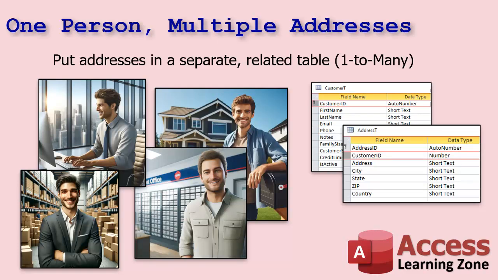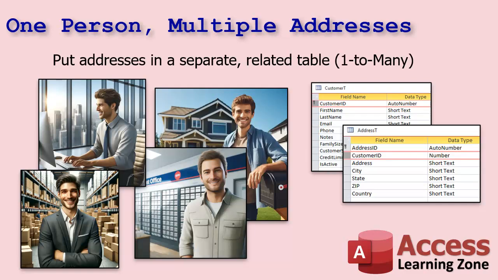All right, now it's time to break those addresses off and put them in a separate table with a one-to-many relationship. You're going to have your customer table, okay? Then you're going to make an address table. And the address table will have all the address information in it, plus you'll add the customer ID, so you know which customer belongs to that address. Then you can make a subform, right? And you can say, okay, here's all the addresses for this particular customer.